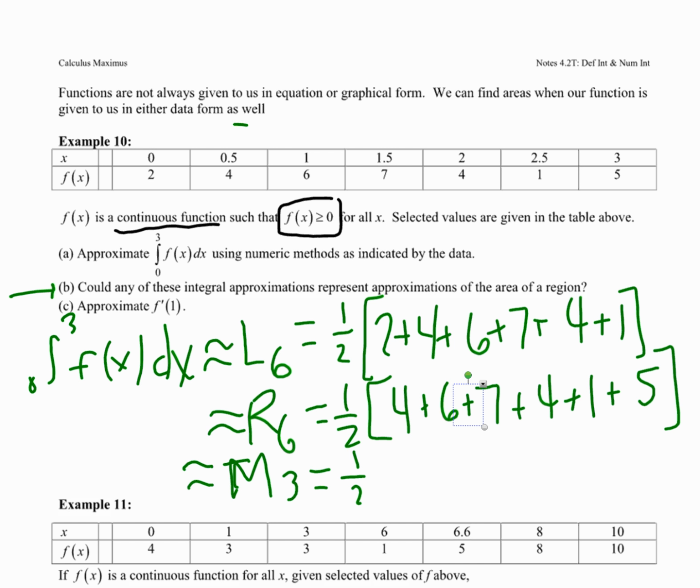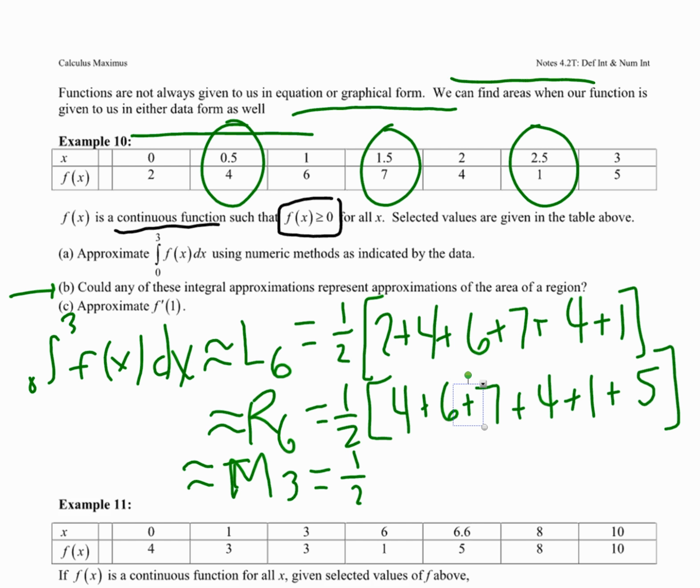Okay, but see, we have the midpoints of different values. We have the midpoint of this, we have the midpoint of this, and we have the midpoint of this. So we could use a midpoint approximation as well. But this time, we can only have 3 instead of 6. So we have 4 plus 7 plus 1.